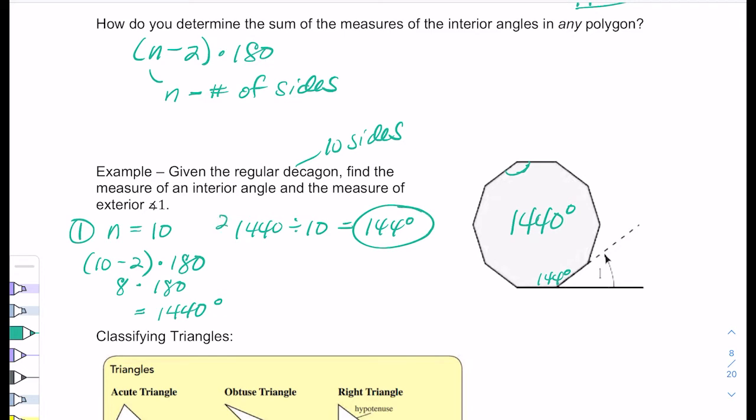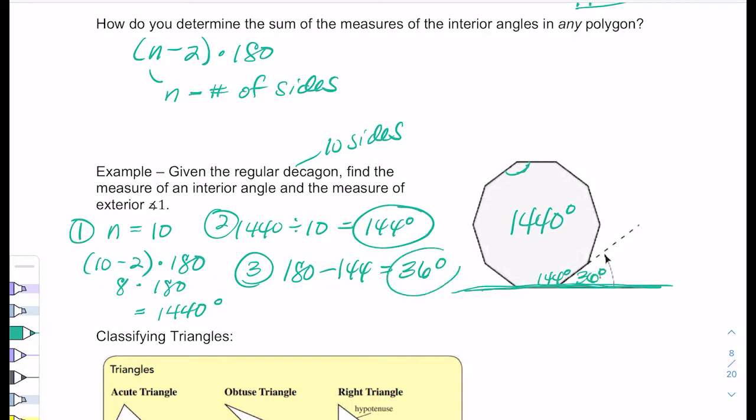Now I need to find my exterior angle. So how many degrees would angle 1 be? So if you'll remember, you've got a straight line here. How many degrees are in a straight line? 180. So if I just subtract 180 minus 144, which gives me 36, that's how many degrees angle 1 would be. So that would be the measure of the exterior angle.